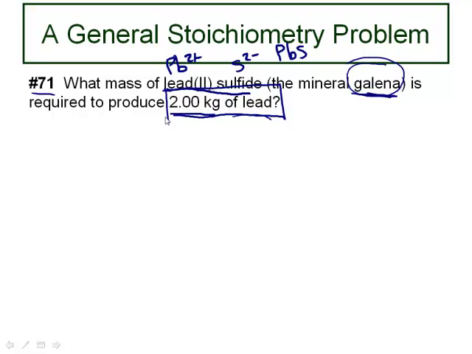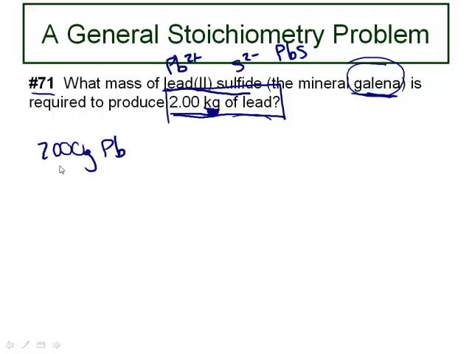So let's start with this given information. And in fact, I don't like using kilograms. I'm going to change that to grams right away. 2 kilograms is the same thing as saying I've got 2,000 grams of lead. That's what I'm looking for at the end of my chemical process, okay?